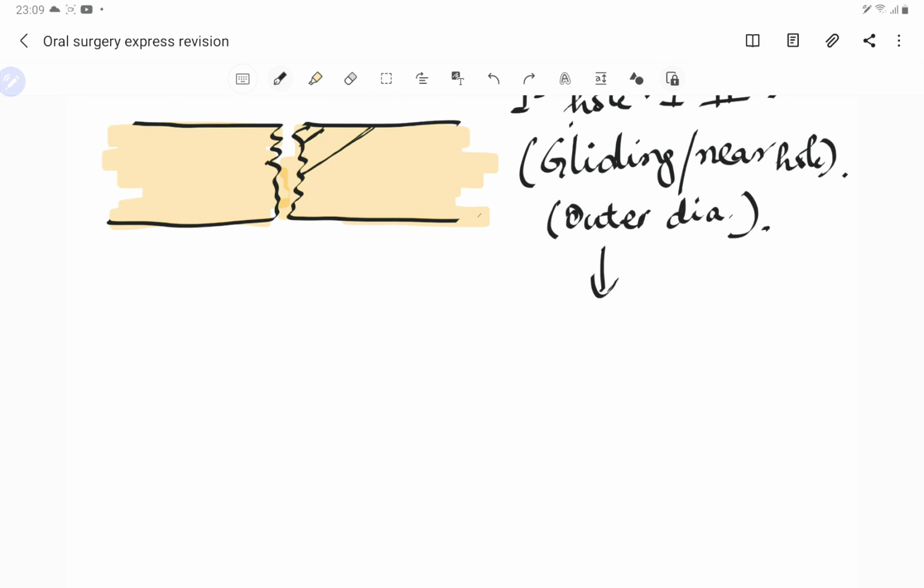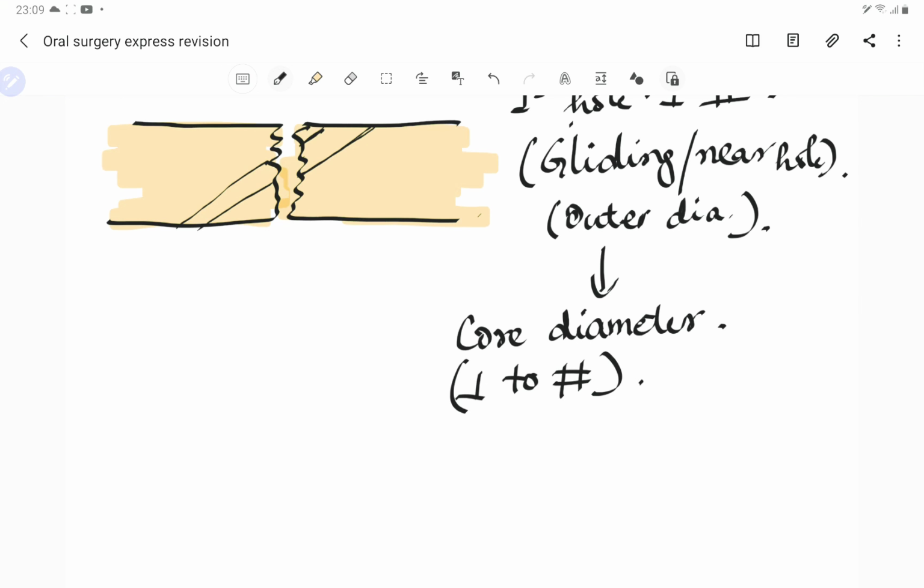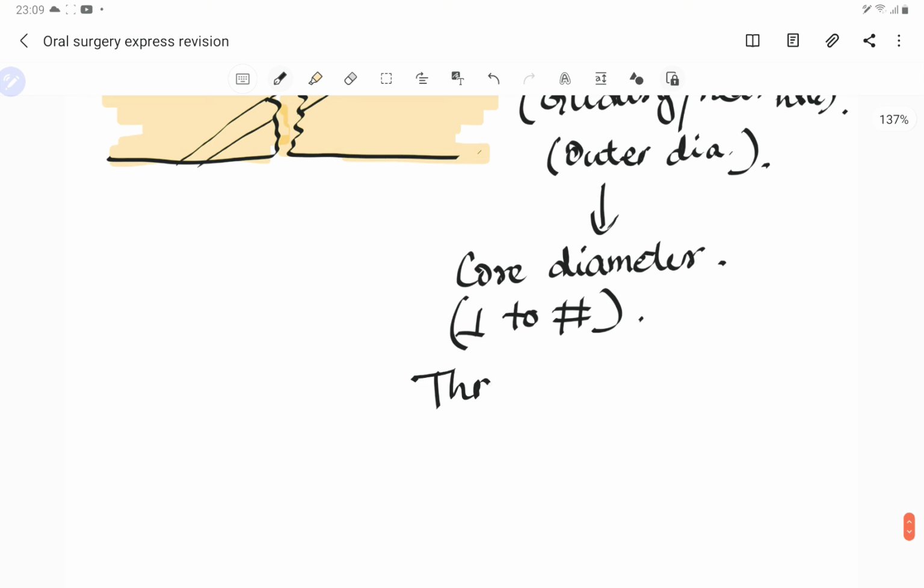So this one is equal to the core diameter, which is the inner diameter of the screw, right? So that is also again perpendicular to the fracture, and this diameter is what we call the threaded hole or the pilot hole.